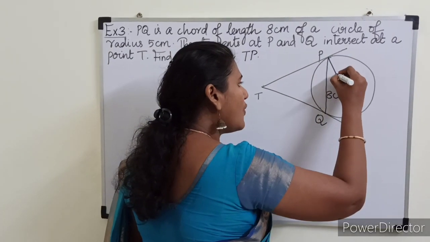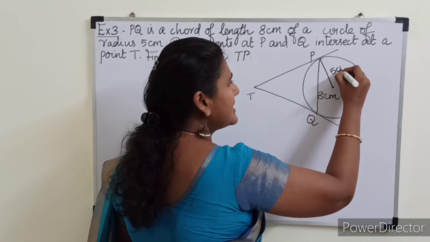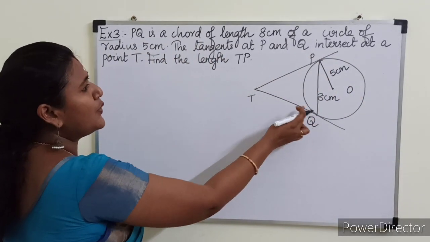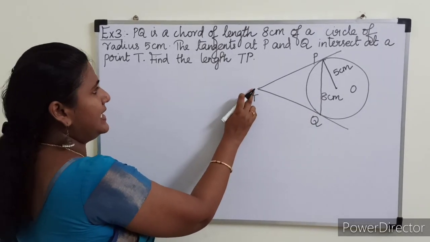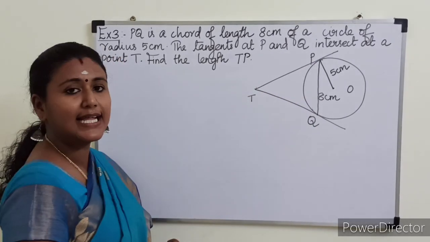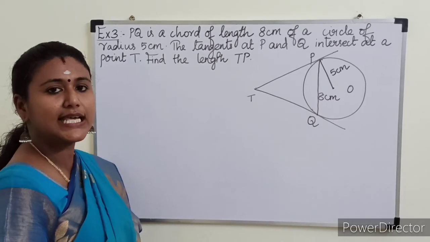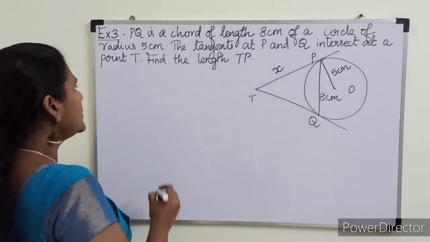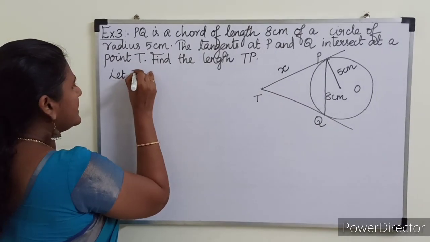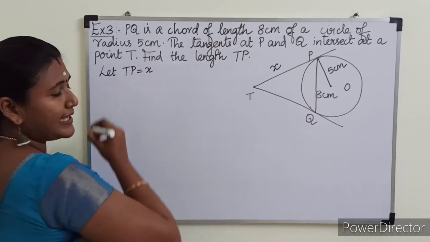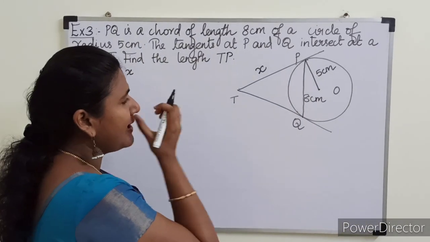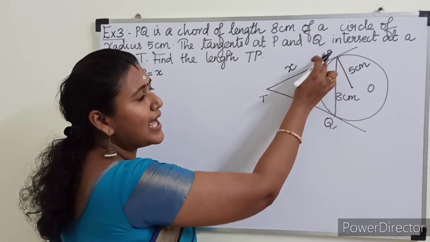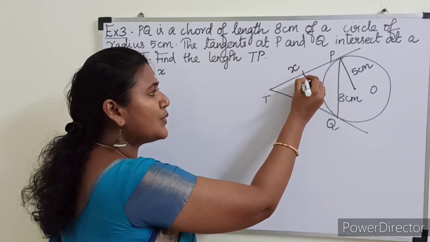So the radius OP is 5 cm. And the tangents at P and Q intersect at the point T. Then you have to find the length of the tangent, that is TP. So we will take this length as x. Let TP be equal to x.